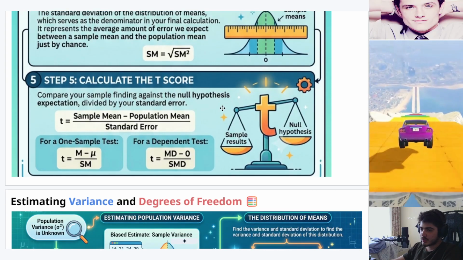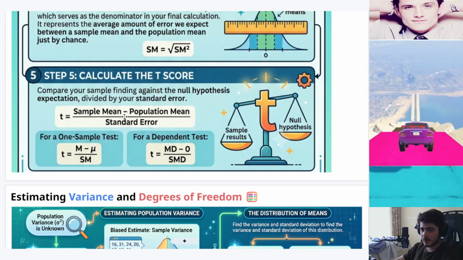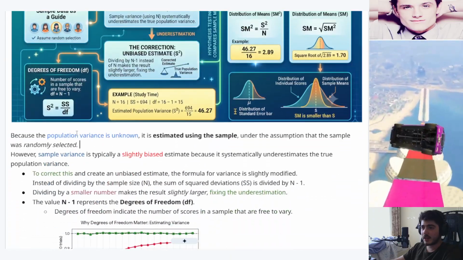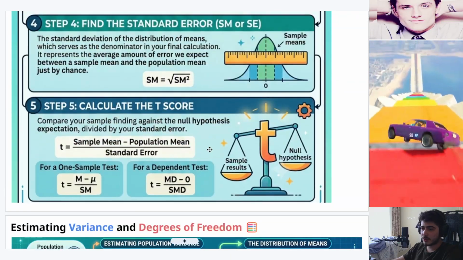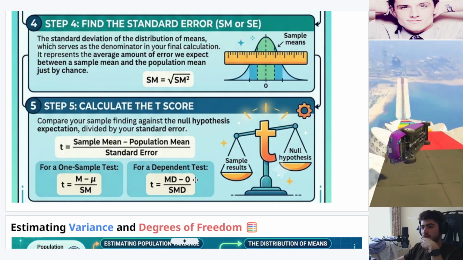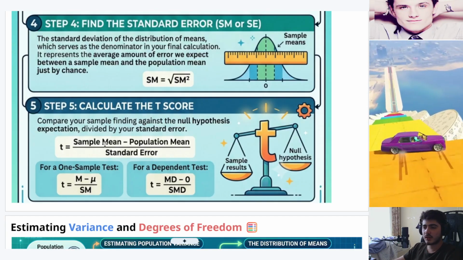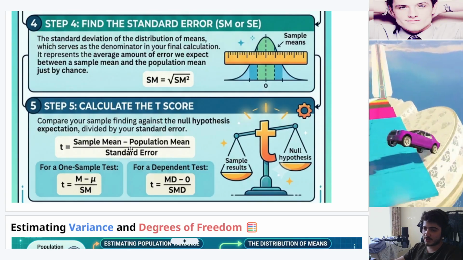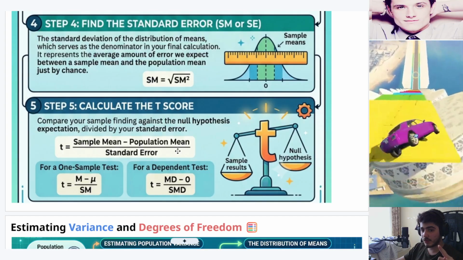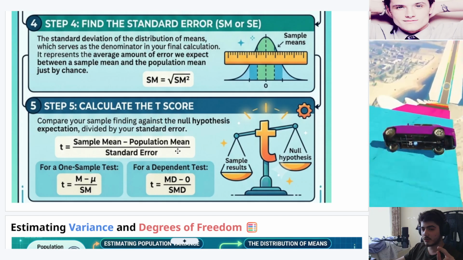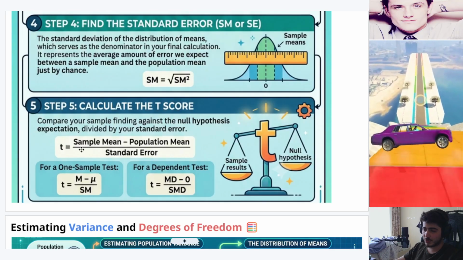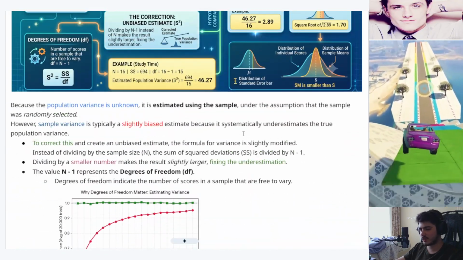We calculate the t-score, of course, and how we do that is we take the sample mean, which we calculated in the first step, and then we take our population mean, which was given to us in the formula, or is going to be 0 for dependent test, and then we divide them by the standard error, because we are working with samples instead of individuals. So, and then we get our t-test, or the t-value.